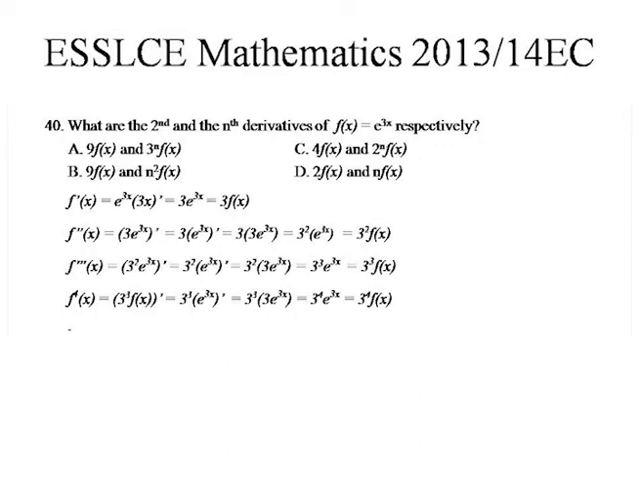If we follow a similar pattern, we will find that the nth derivative of f of x is equal to 3 to the power of n times f of x, because the nth derivative has the factor 3 raised to the power of n. So choice A is the right answer.